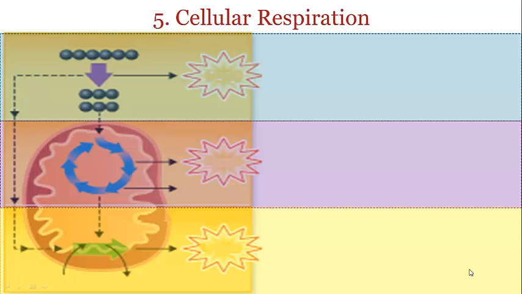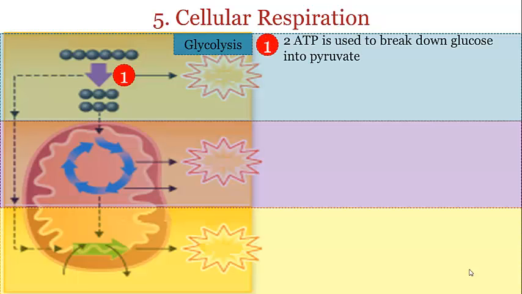The next question asks us to complete a flow map about cellular respiration by describing what happens during each phase. So cellular respiration is split into 3 distinct parts. First, glycolysis occurs. So glyco means sugar, lysis means breaking. So glycolysis is just breaking down sugar. To break down the glucose, we're going to use 2 ATP, which is going to break the glucose, a 6-carbon compound, into pyruvate, a 3-carbon compound.